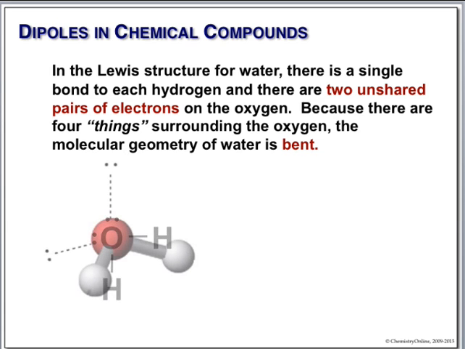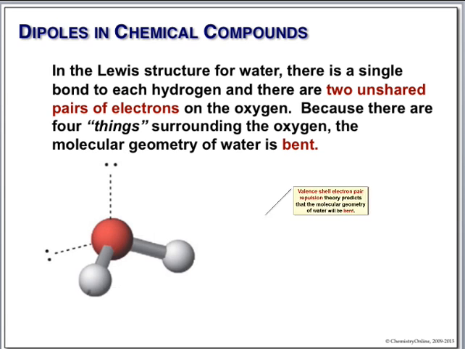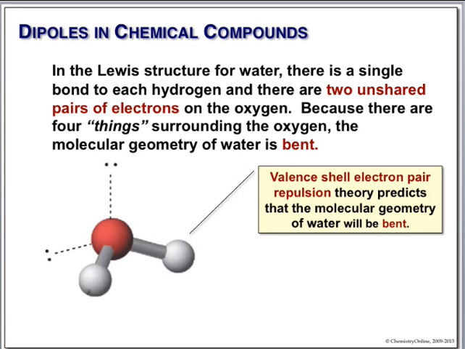If we replace that with a model of water, this is what it looks like. Again, this is tetrahedral, and we have 1, 2, 3, 4 things around it. The molecular geometry is referred to as bent.